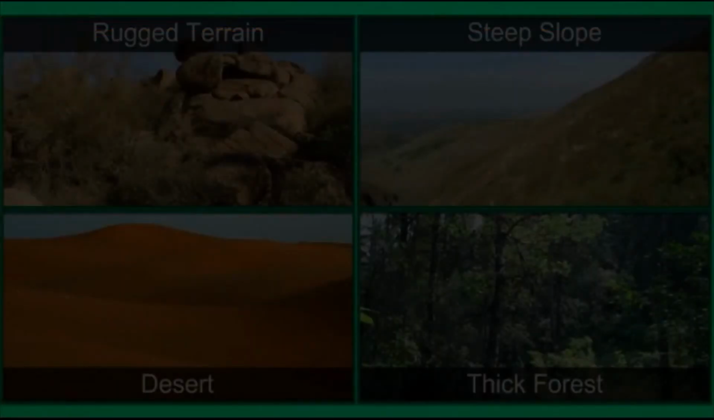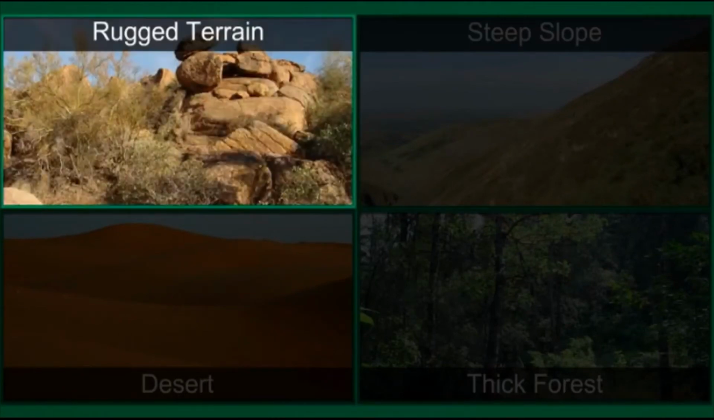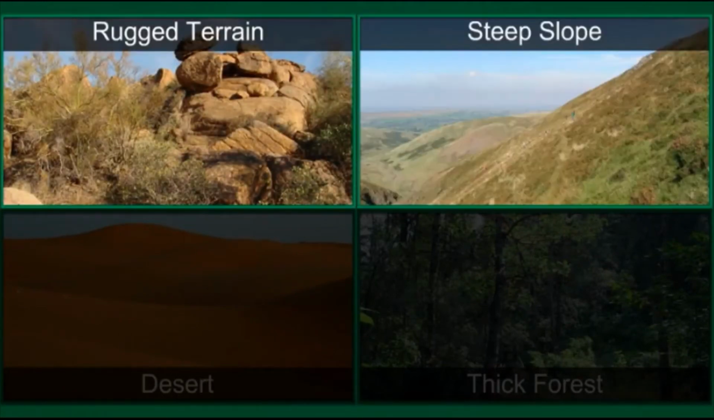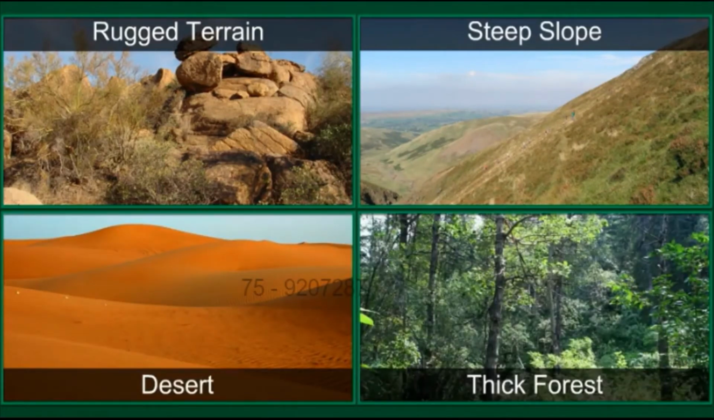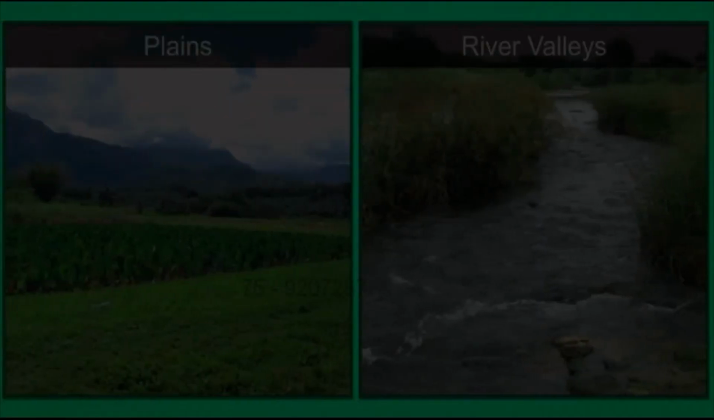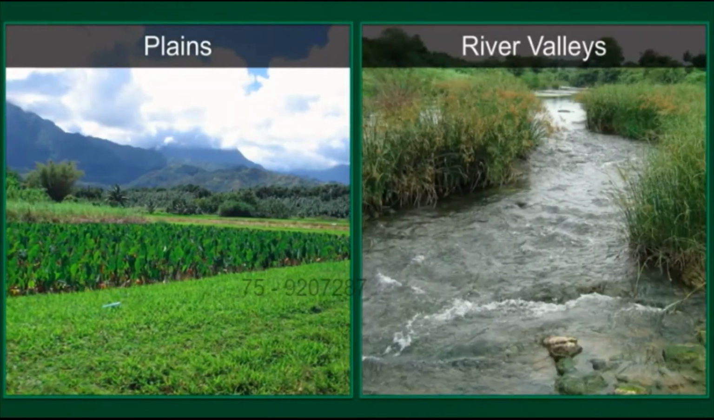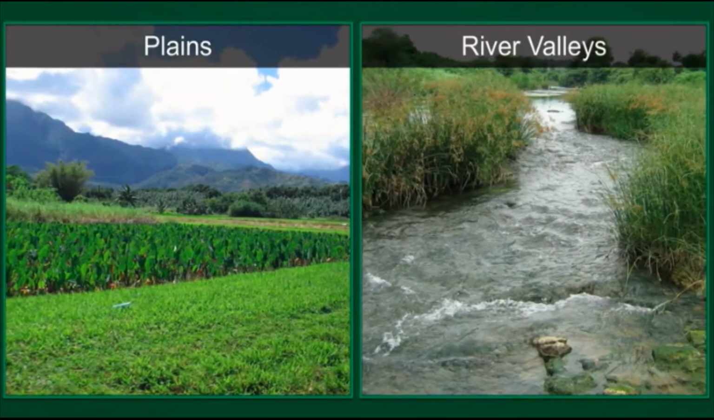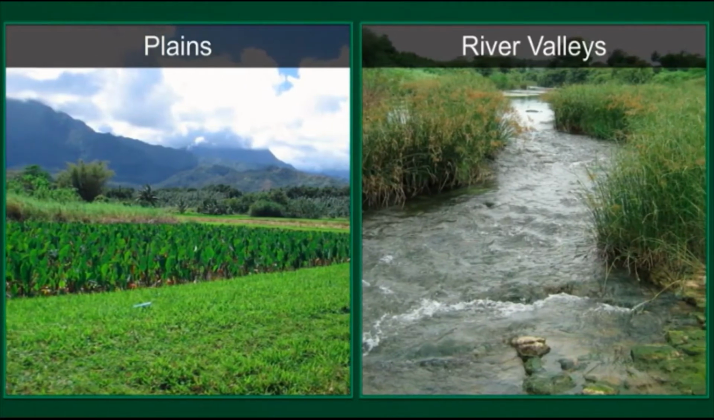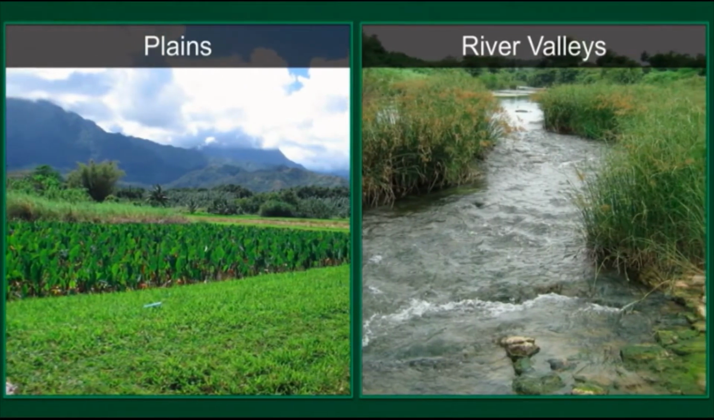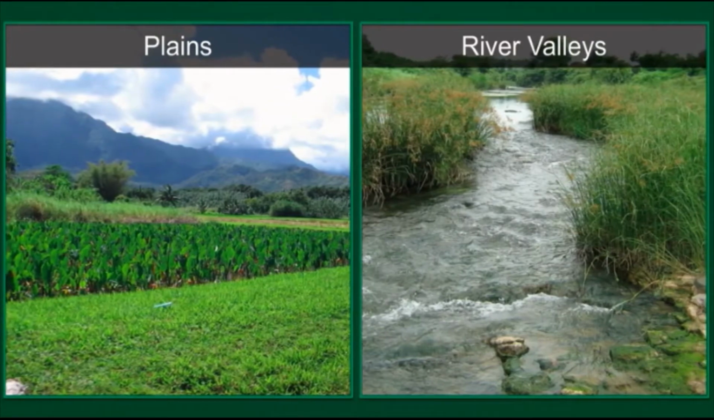Thus, low-lying areas that have a rugged terrain, steep slopes, a desert, or thick forests do not attract heavy population. These areas are not comfortable to settle down in. On the other hand, plains and river valleys are densely populated. That's because they offer suitable land for agriculture apart from more moderate climatic conditions.